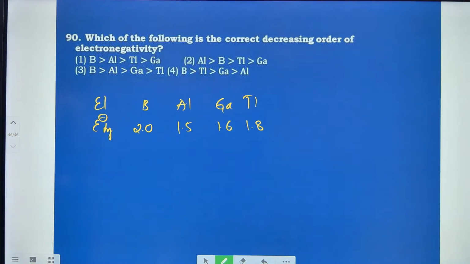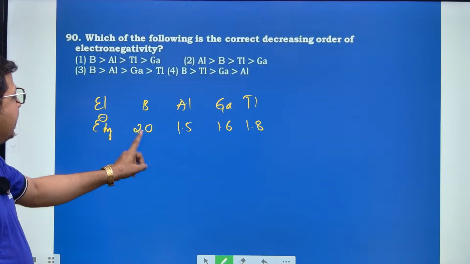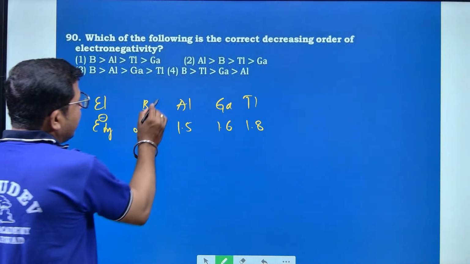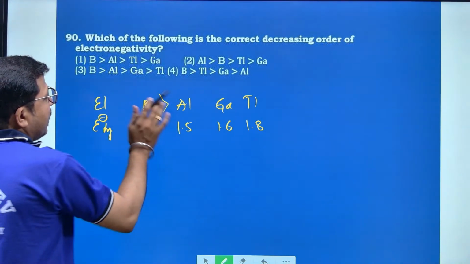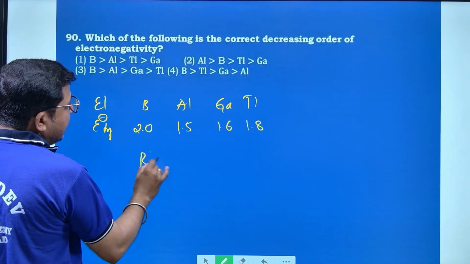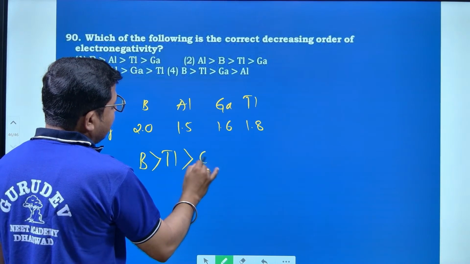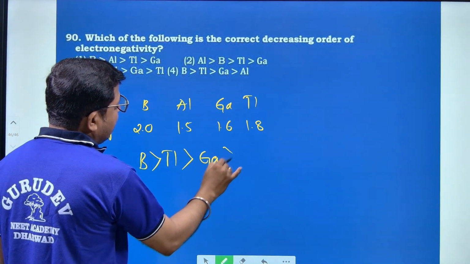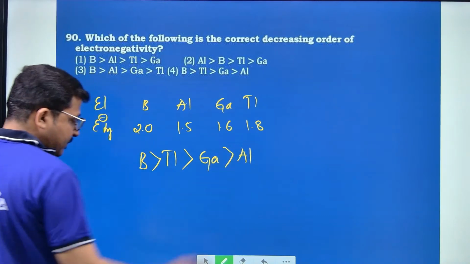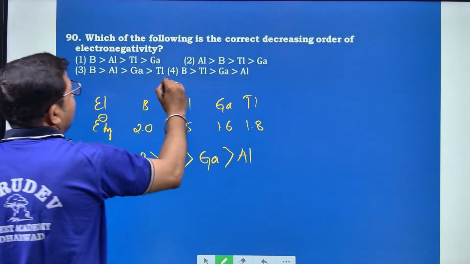So the decreasing order is boron is greater than thallium, thallium is greater than gallium, gallium is greater than aluminium. Which option follows this one? That is option number 4.